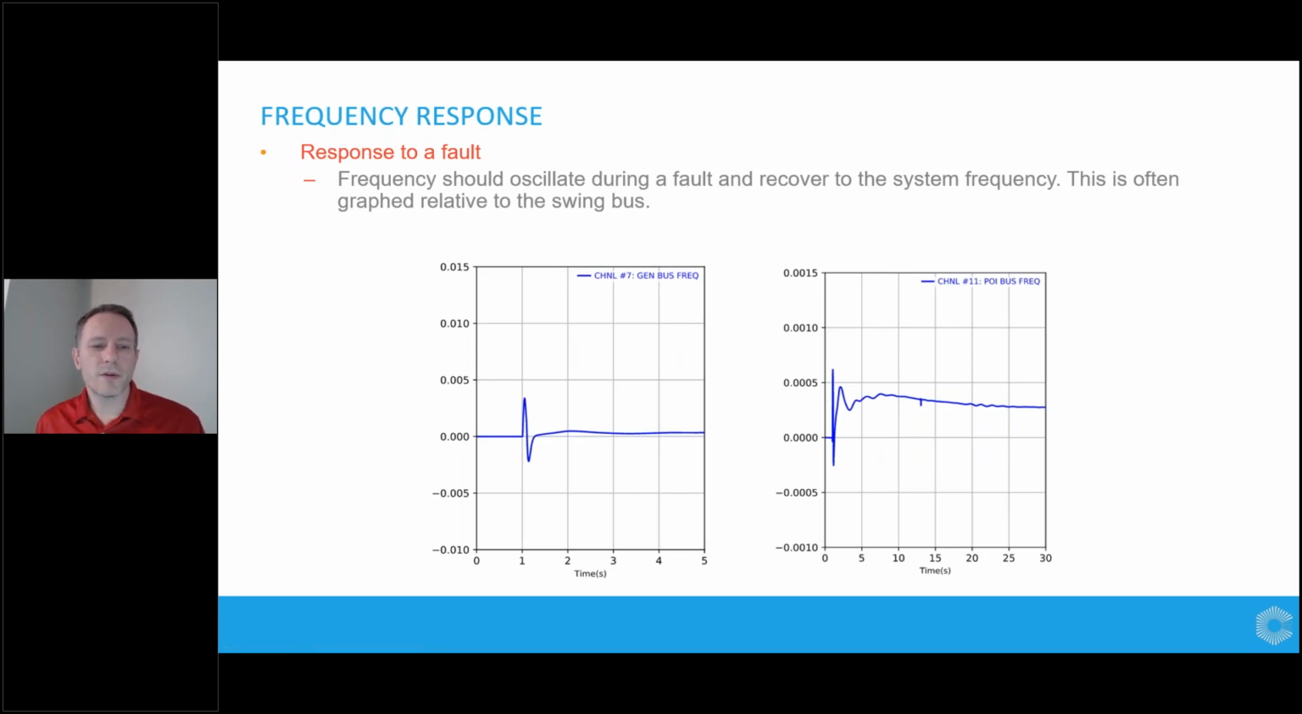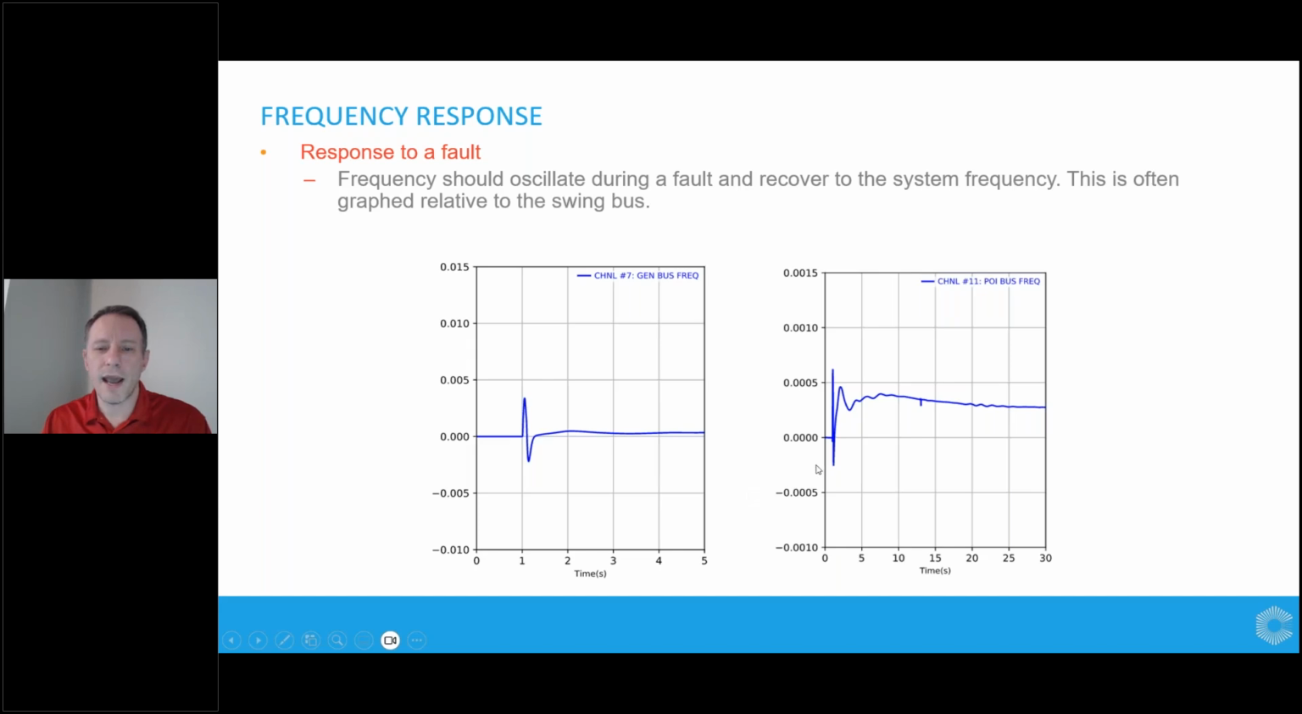So the frequency response of the fault, we generally expect to see it spike or drop a little bit, maybe oscillate, but it should settle back down to the system frequency of 60 hertz. And this is typically modeled relative to the swing bus. So 0 is actually 60 hertz. So it goes up just a little bit and then back down and it settles.